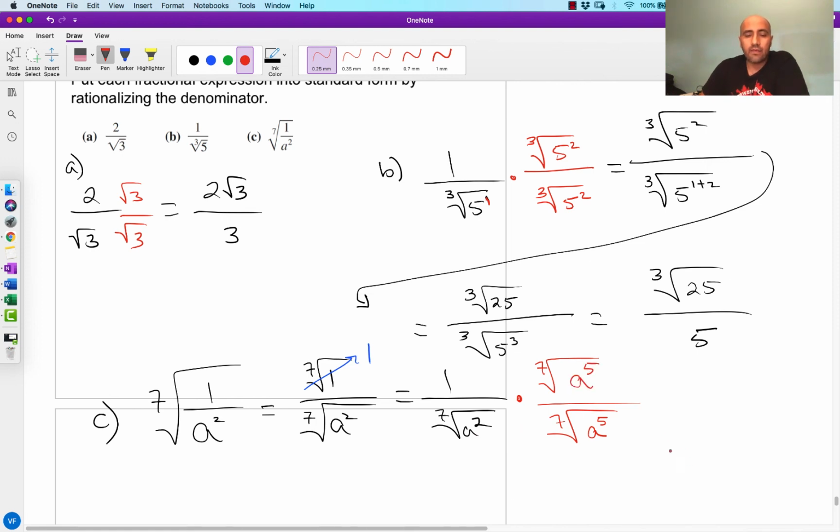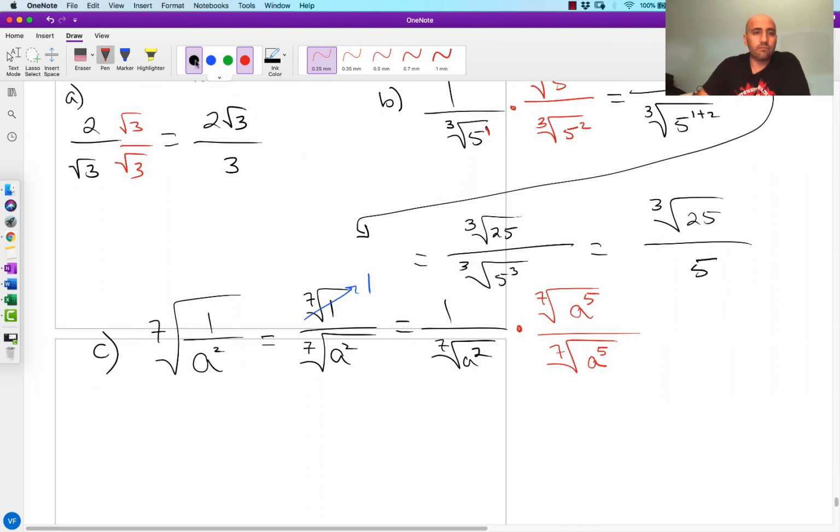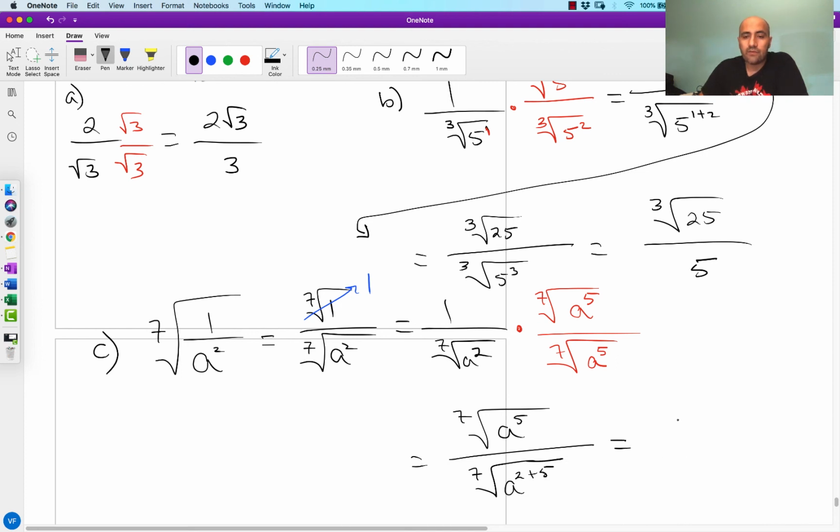So this will be a to the 5th, and now all of that will simplify to the 7th root of a to the 5th power staying in the numerator. And in the denominator, I'll end up with the 7th root of a to the 2nd plus 5, which then gives me the 7th root of a to the 5th power divided by a. Right? We'll have a to the 7th, and the 7th root of a to the 7th is just going to be a, so that'll be our answer.